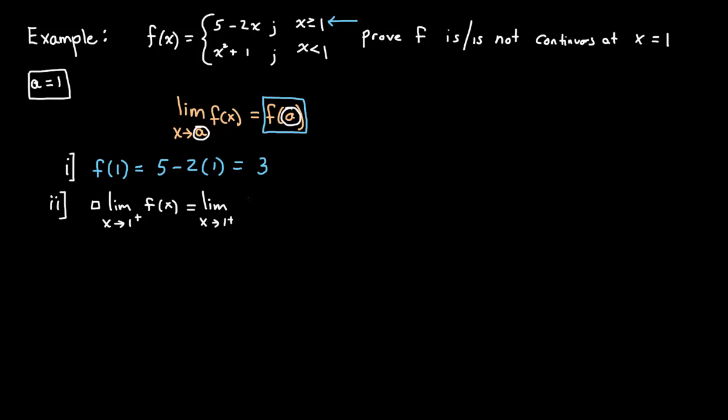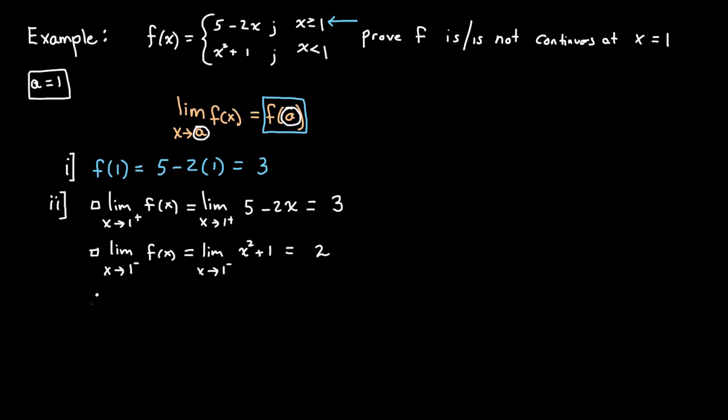And the behavior to the right is going to be this 5 minus 2x. And to solve this, we use substitution, 3. So everything is looking pretty good. Next, I want to find the limit as x approaches 1 from the left of f of x, which is the limit as x approaches 1 from the left of the behavior x squared plus 1. I'm going to substitute that in, and we have the number 2.